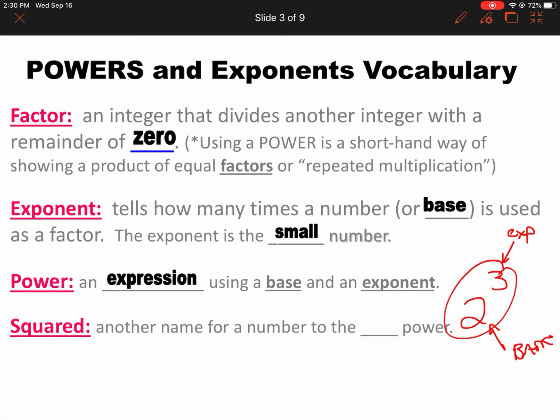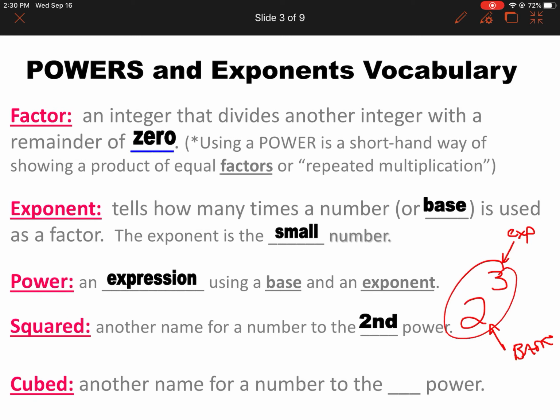Squared is a fancy word for the second power. When you have a square, both sides are equal, so that'd be the same number times itself. So it's squared. We use that with area. And cubed is another unique one for the third power. So, for example, the example I wrote, 2 to the third power, can also be stated as 2 cubed because it's the same number times itself 3 times.